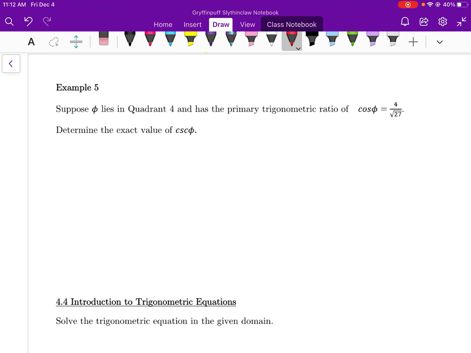Whew. All right. Suppose phi lies in quadrant 4. By the way, this is just a fancy angle, right? Phi lies in quadrant number 4. I'm going to draw this picture once again. There's a point on its terminal arm. It has the primary trigonometric ratio of 4 over root 27. Fair enough. We want to determine the exact value of cosecant phi.